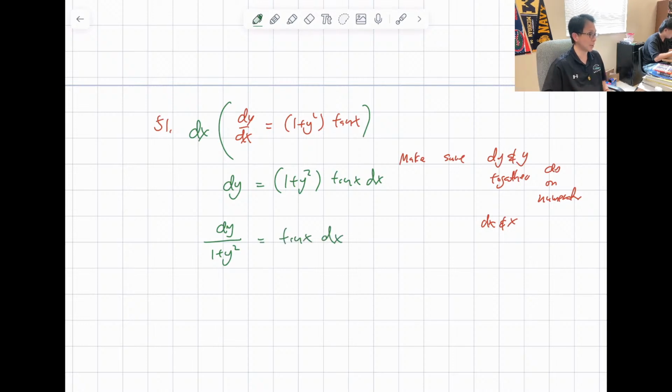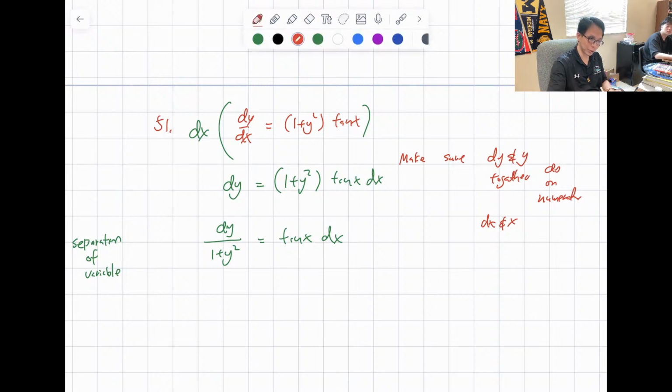I love this question. This question has so many things, but I hear the AP exam is going to give you a point, and this point is called separation of variables. Separation of variables basically just says dy and y are together, x and dx are together. Now, what I'm going to do is take an integration on both sides.